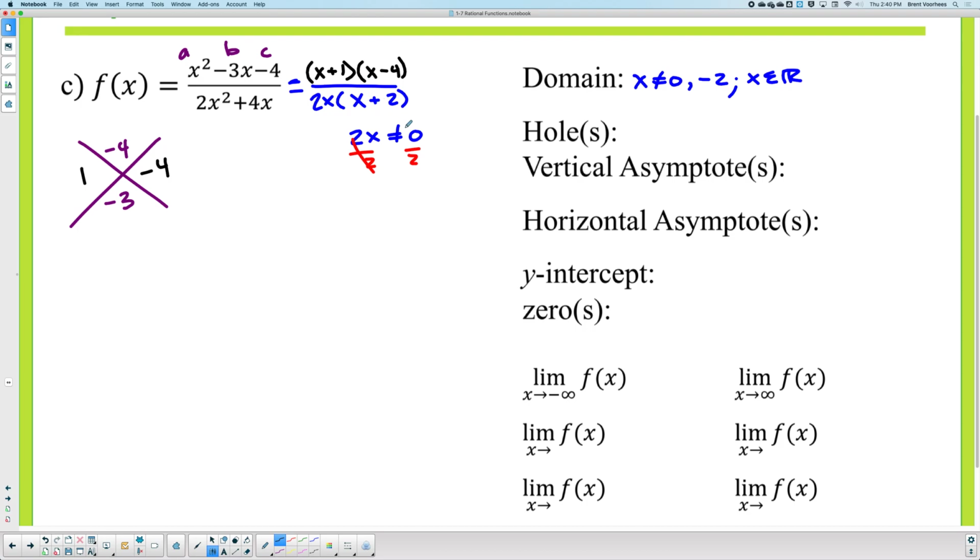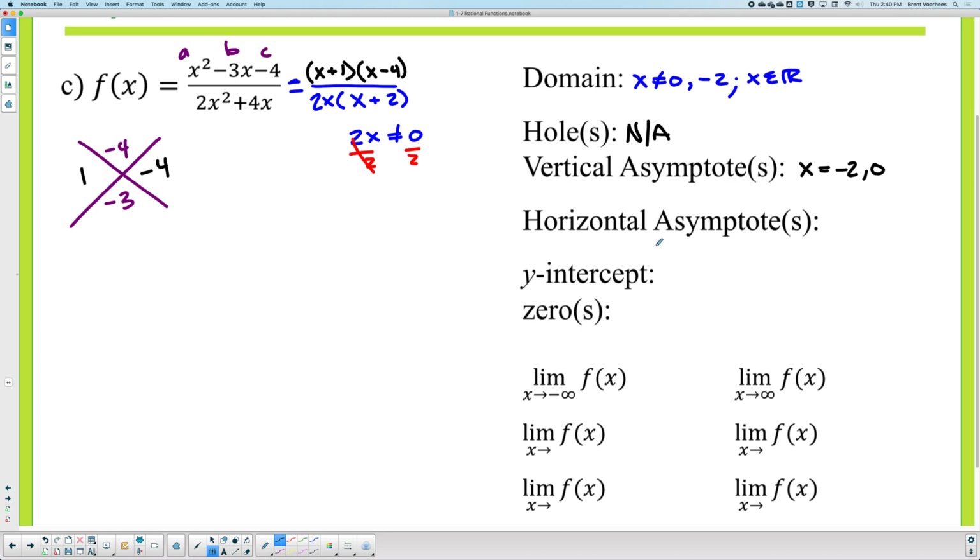Can I cancel anything? If you can't cancel, what does that mean? Holes or vertical asymptotes? They're going to be vertical asymptotes, so we have no holes. The vertical asymptotes, we will have 2. We will have them at 0 and at -2. Both these values, I'll do it in order this time, -2, comma, 0, from left to right.